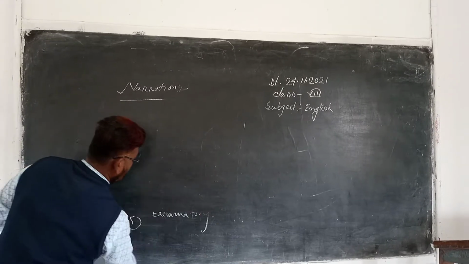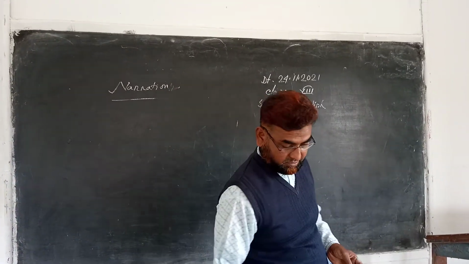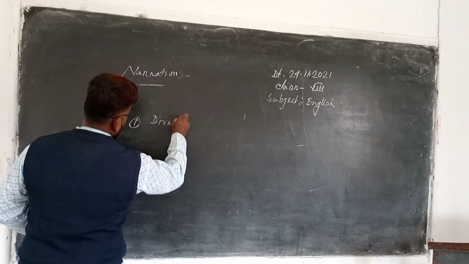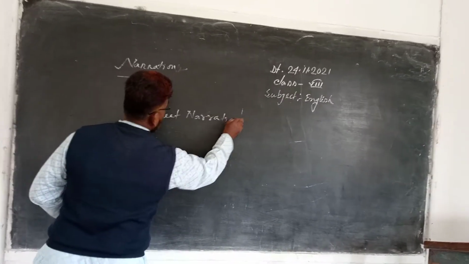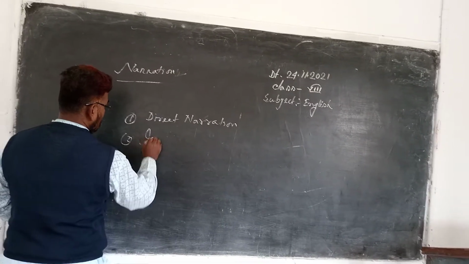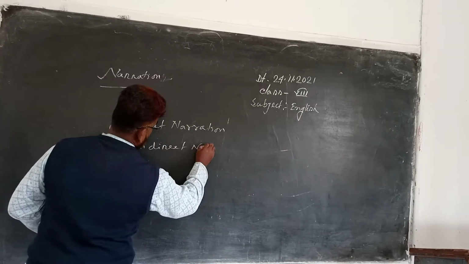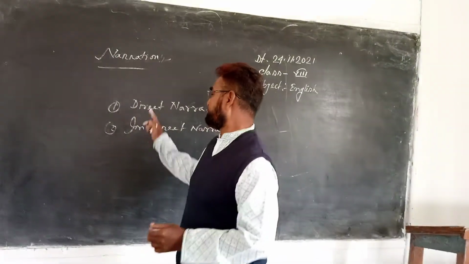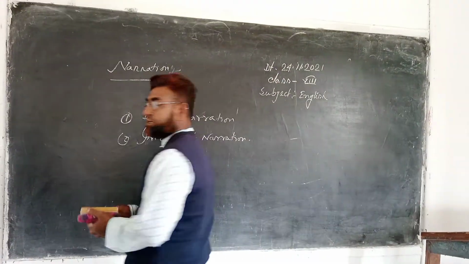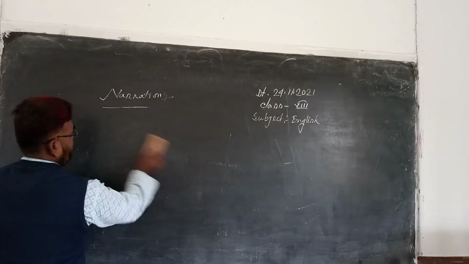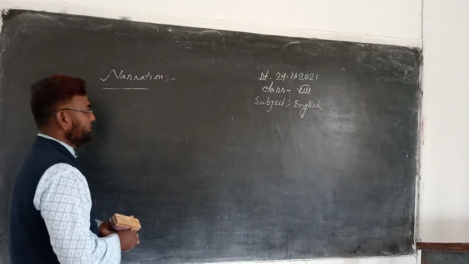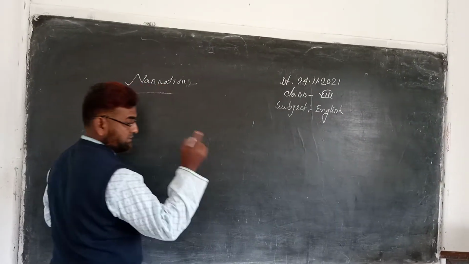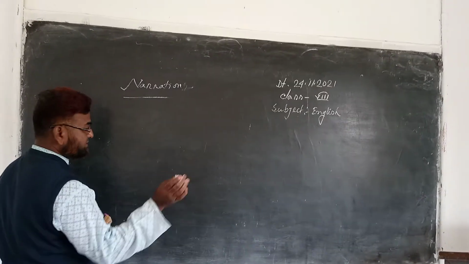Students, now we have to know how many kinds of narration there are. Actually, there are two kinds of narration: direct narration and indirect narration. Usually, we turn from direct to indirect. Now we will try to complete the narration. There are also some techniques for changing narration. I am giving some examples that will be very helpful.